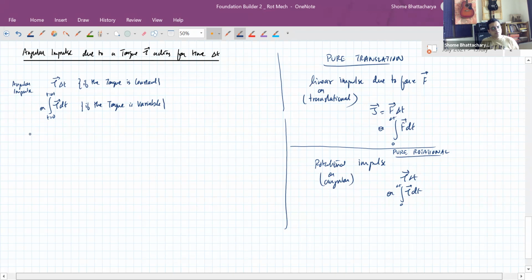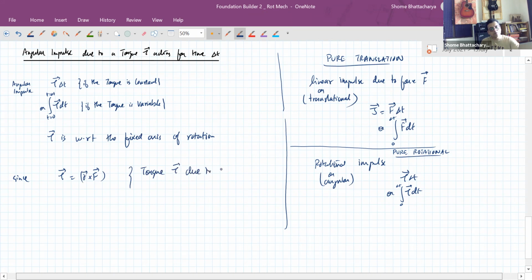Okay. So here tau is with respect to the fixed axis of rotation. So now the next thing, now since torque due to a force is equal to moment of the force, that is R cross F. That is torque tau due to a force F equals to moment of force R cross F, or the magnitude of torque is force into moment arm.